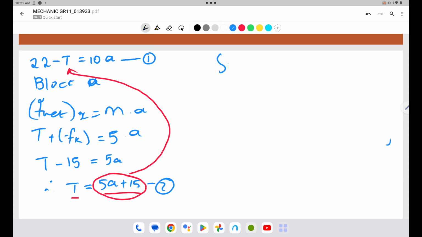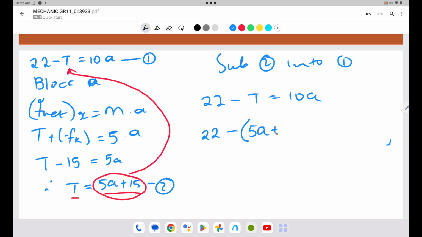So I'm going to say sub equation 2 into 1. Remember, we spoke about this the other day. We have 22 minus T equals 10a. We said when you sub in, please put the brackets. So I'm going to put the brackets. I'm going to have 22 minus (5a plus 15) equals 10a. Now I can group like terms. I have 22 minus 5a minus 15 equals 10a. 22 minus 15, let us see, that is 7.